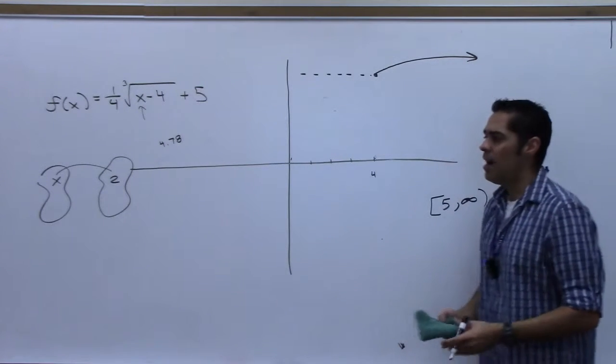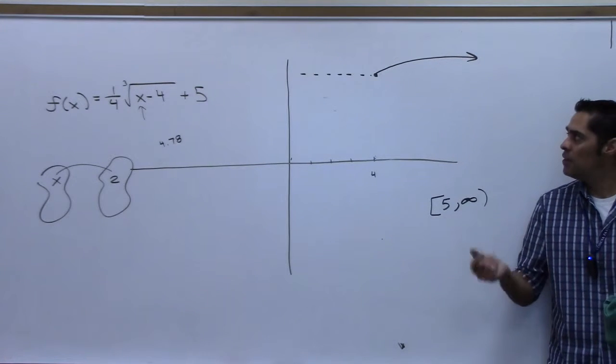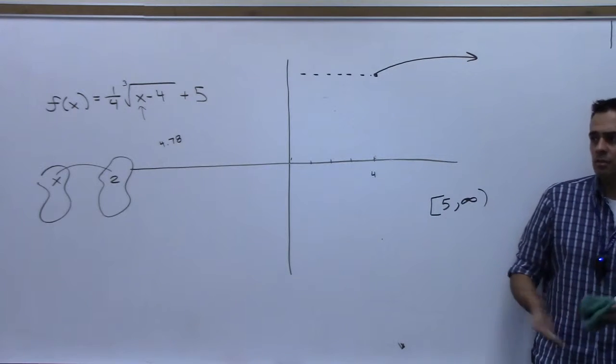All I'm trying to do is tie some meaning into why we'd want to be able to graph something quickly, because you can visually look at it and pick up a lot of information about its domain and range and so on.